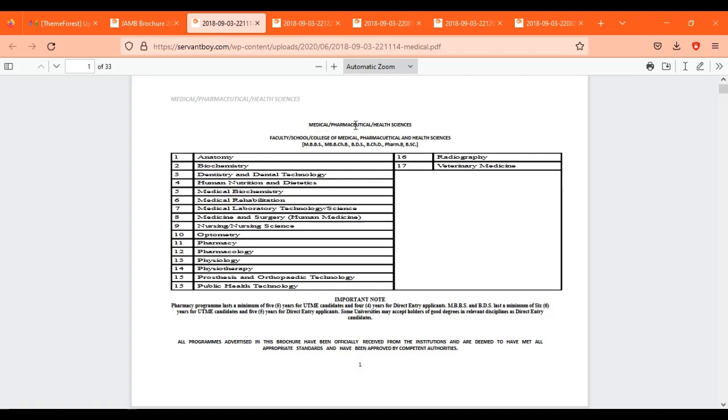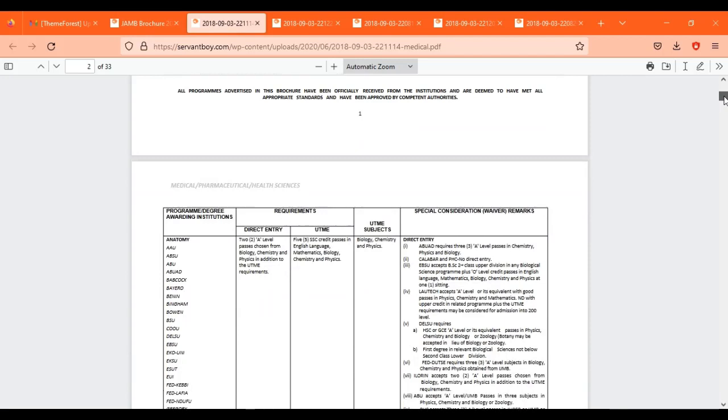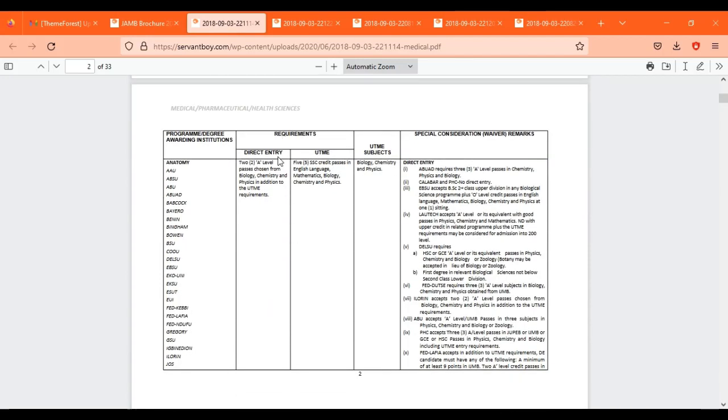This is for those who want to study any medical related courses. This is the brochure for any that want to study medical related courses. Let us look at anatomy. The UTME combination for anatomy is English language, mathematics, biology, chemistry, and physics. You can see one, two, three, four, five. That's the O level requirement. But this is the UTME subject.